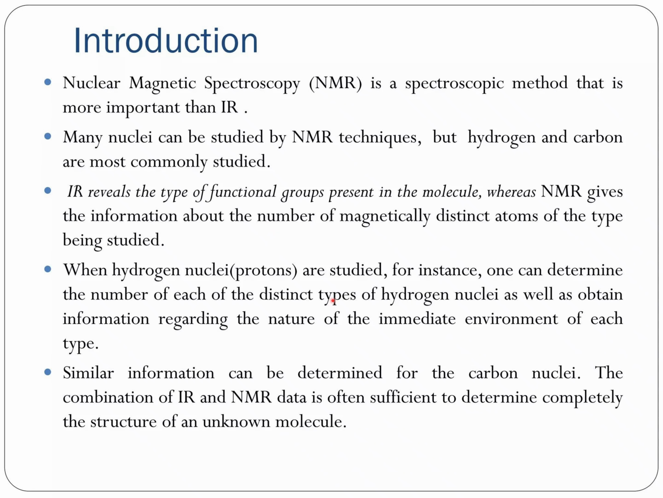When hydrogen nuclei are studied, for instance, one can determine the number of each of the distinct types of hydrogen nuclei, as well as obtain information regarding the nature of the immediate environment of each type. Similar information can be determined from the carbon nuclei. The combination of IR and NMR data is often sufficient to determine completely the structure of an unknown molecule.